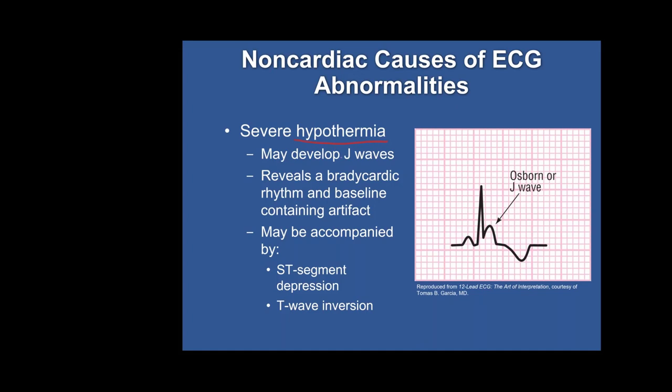In severe hypothermia cases, you'll get what we call a J wave or an Osborne wave, right? It looks like a little P wave that just sticks out the back of the QRS complex. Usually it'll show up with some T wave inversion as well, with just that extra little positive bump back there. It's a J wave or Osborne wave. It's just a sign that, for whatever reason, shows up on the ECG in severe hypothermia cases.